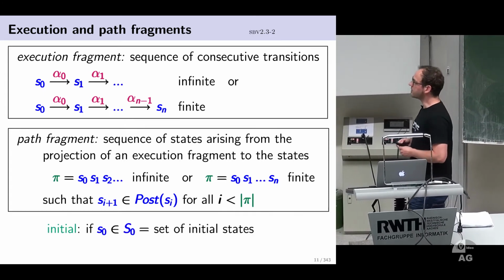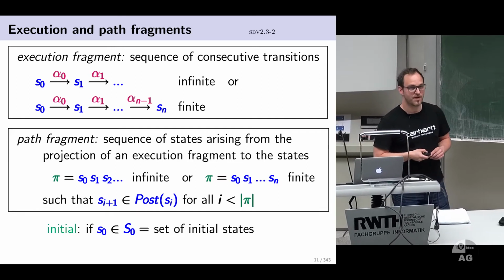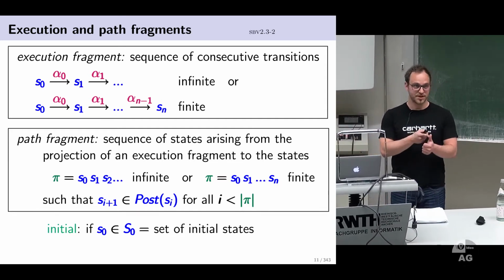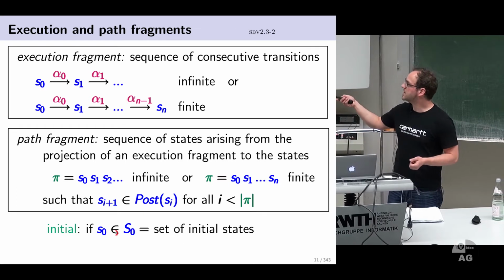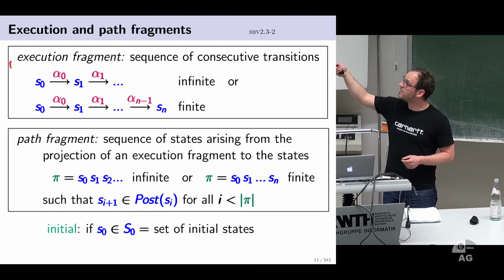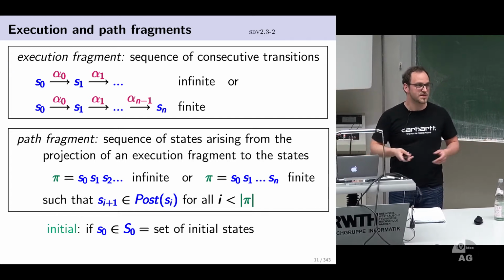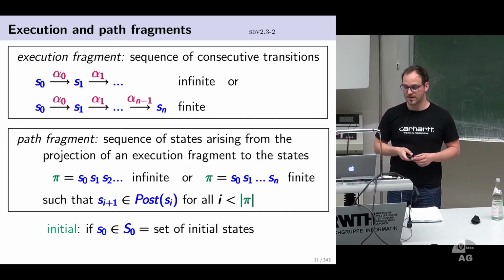Now, additionally, there are two properties that execution fragments and path fragments might have. They might be initial. What does that mean? They start in the initial state. So the first state of a path and the first state of an execution fragment may be an initial state. And in this case, we call the execution fragment and path fragment initial.